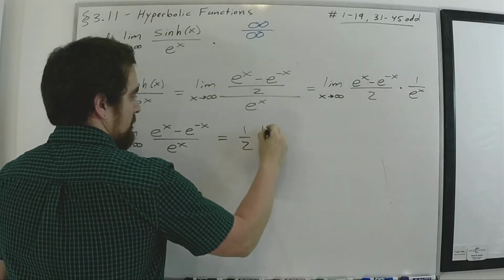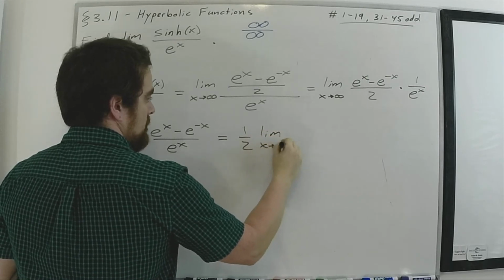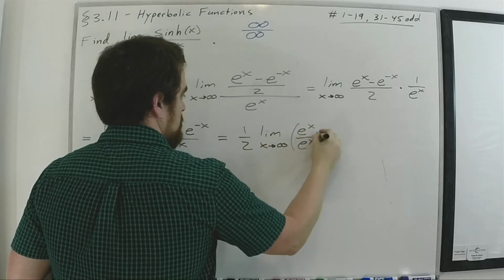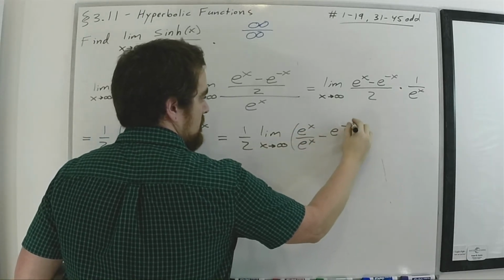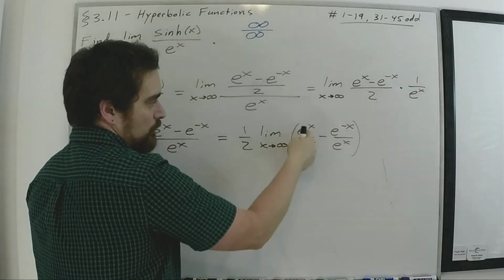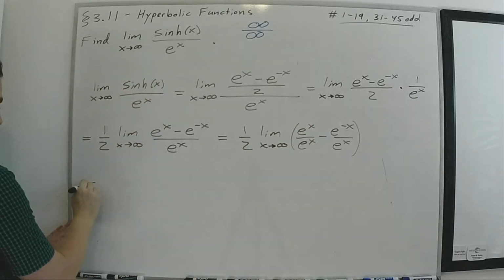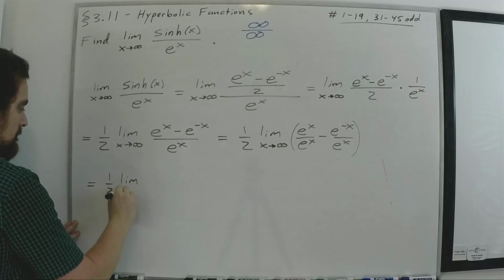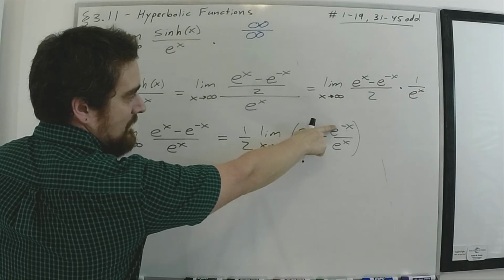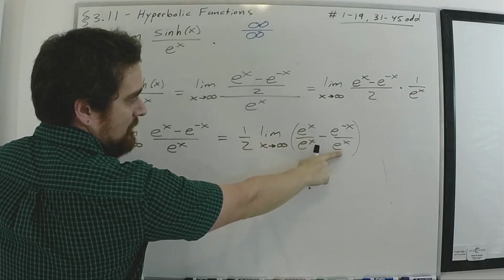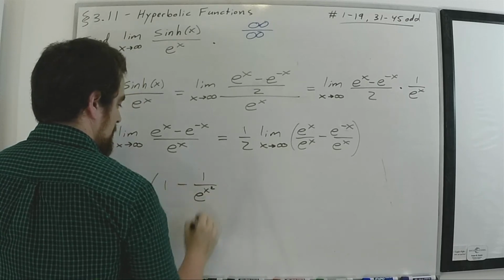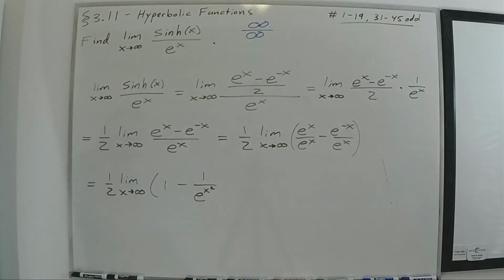So I have 1/2 the limit as x goes to infinity. Common denominator, so I'm going to write it like that, such that each piece is getting divided by e to the x. And you can see that this ratio is 1, right? e to the x over e to the x is 1. So I've got 1/2 the limit as x goes to infinity of 1 minus this e to the negative x, which really lives downstairs and is going to be multiplied with this e to the negative x. So this is e to the x squared, or e to the 2x if you like writing it that way.